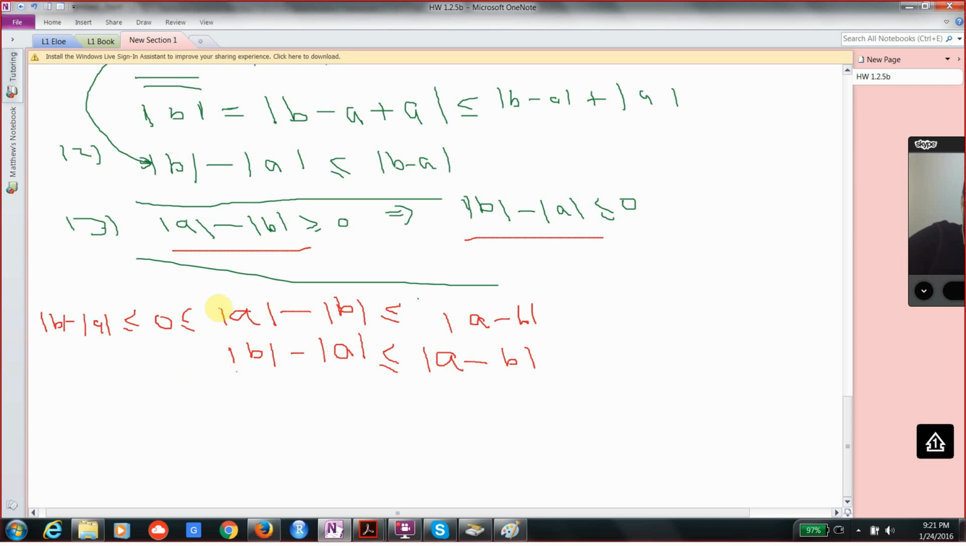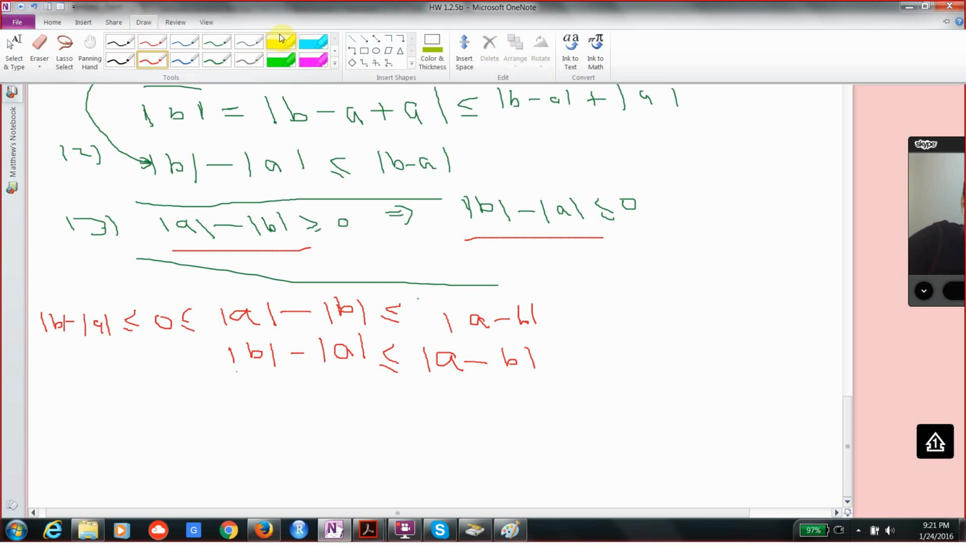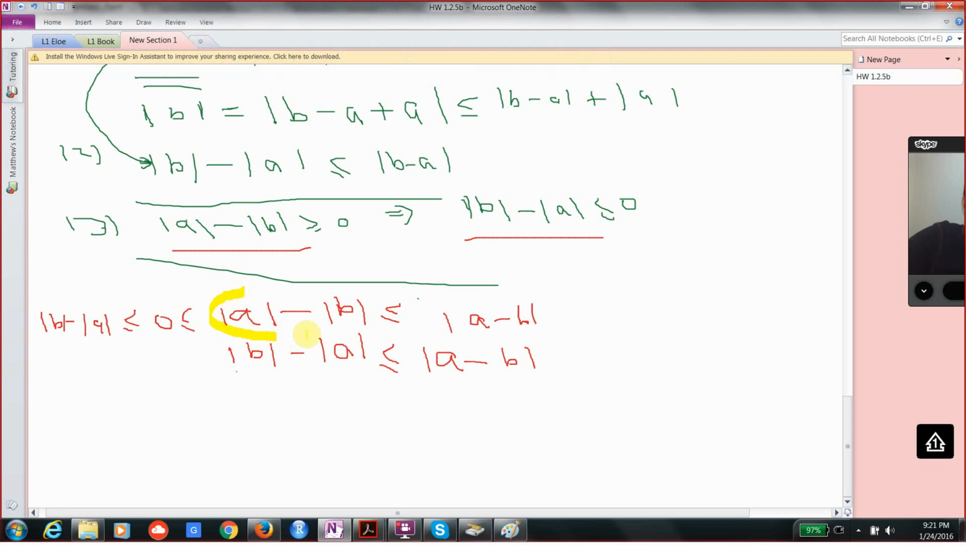Now notice something. This is the key part. One of these guys is positive, right? And I've assumed that it's actually this guy here, so it's equal to its own absolute value, right? So now we have what we want. We have our final result. We know that the absolute value of A minus the absolute value of B is less than or equal to the absolute value of A minus B.